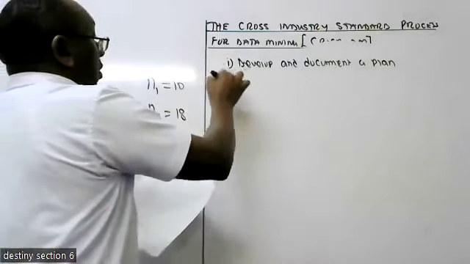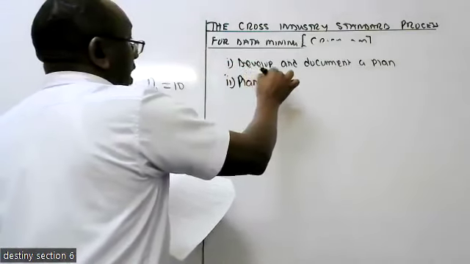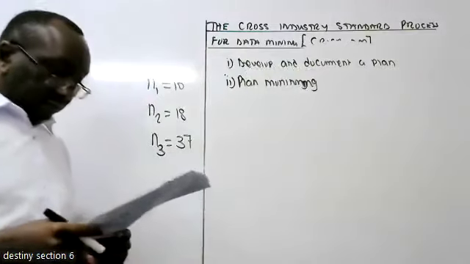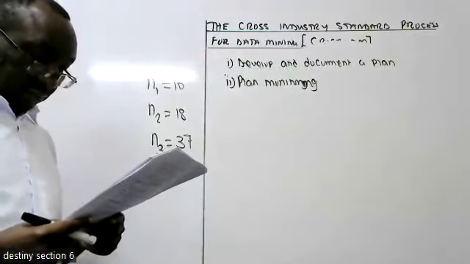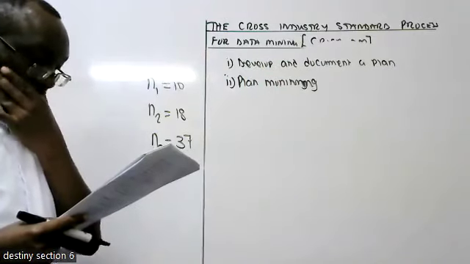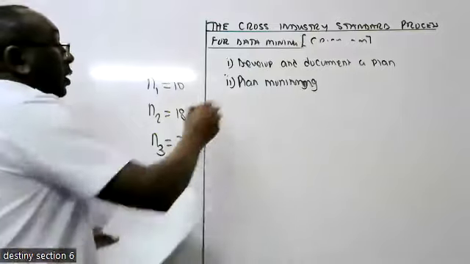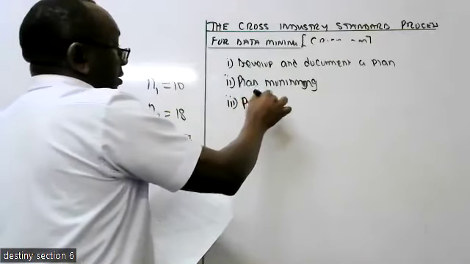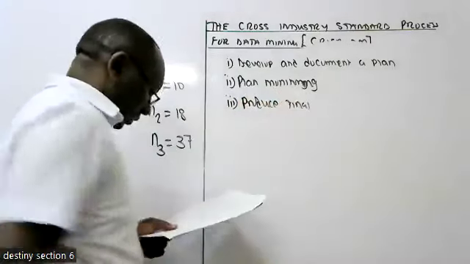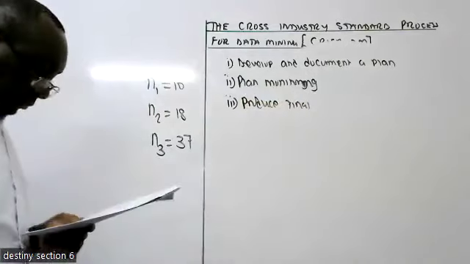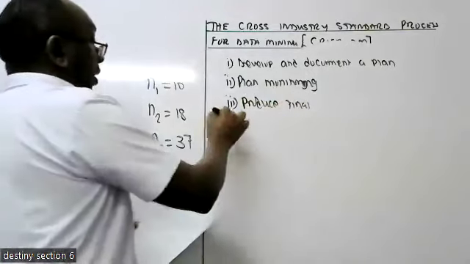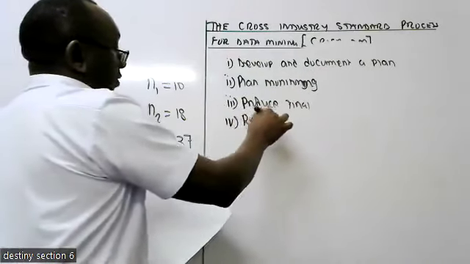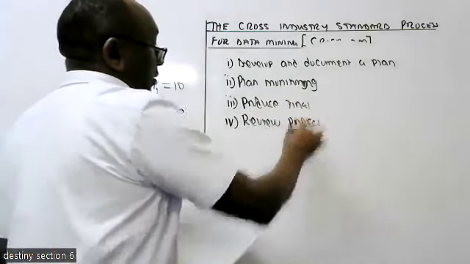Number 2, plan monitoring and maintenance. Number 3, produce final report. And the last one is review the project.